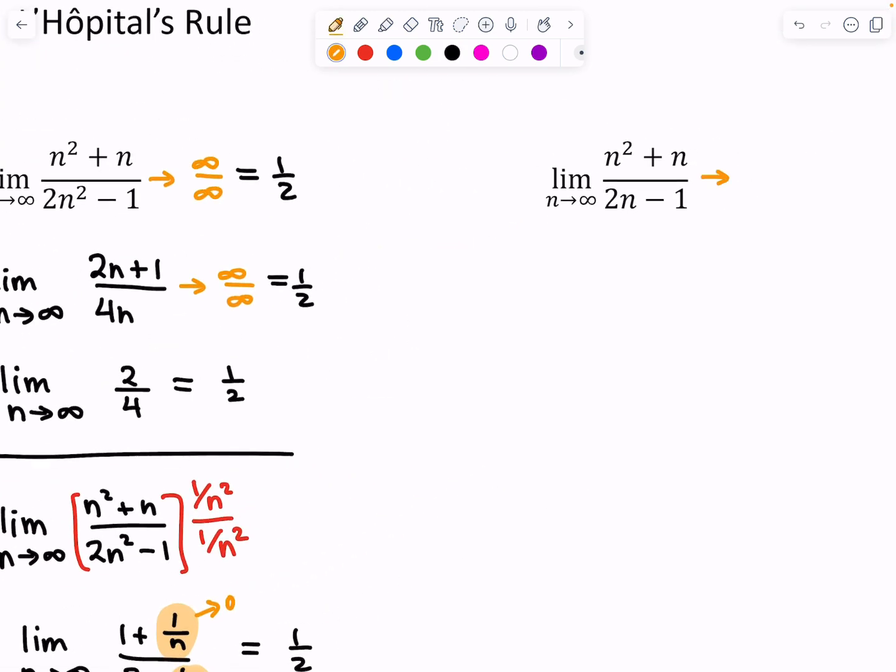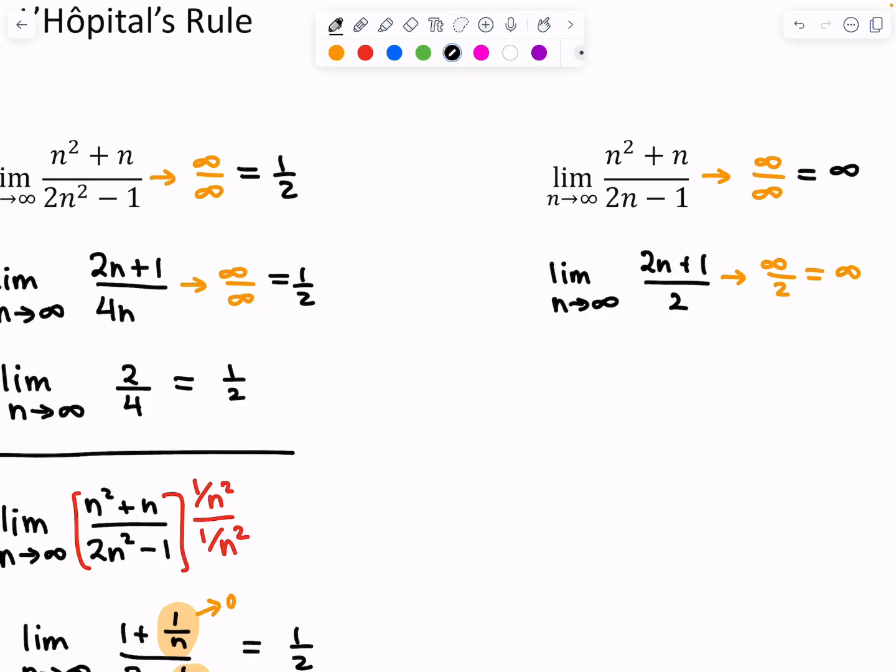And now the third case. As n approaches infinity, we get infinity over infinity. So apply L'Hopital's rule. The derivative of the numerator is 2n plus 1. The derivative of the denominator is just 2. And this time, as n goes to infinity, we approach infinity divided by 2, which is still infinity in size, which means that the original limit was also infinity, so this was a divergent sequence.